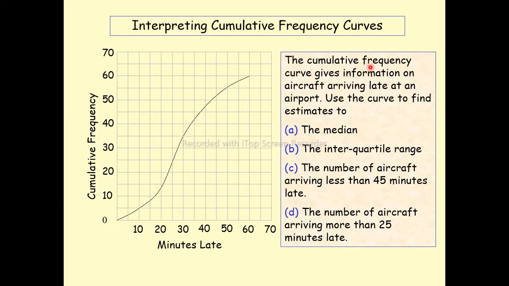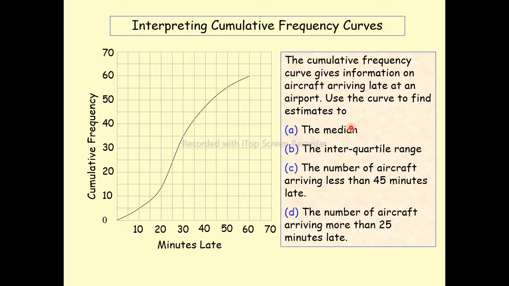They said the cumulative frequency curve gives information on aircraft arriving late at an airport. Use the curve to find estimates of the median and interquartile range, and also to find C and D, which are the most important for us now because we already know how to do A and B. They want the number of aircraft arriving less than 45 minutes late, and the number of aircraft arriving more than 25 minutes late.